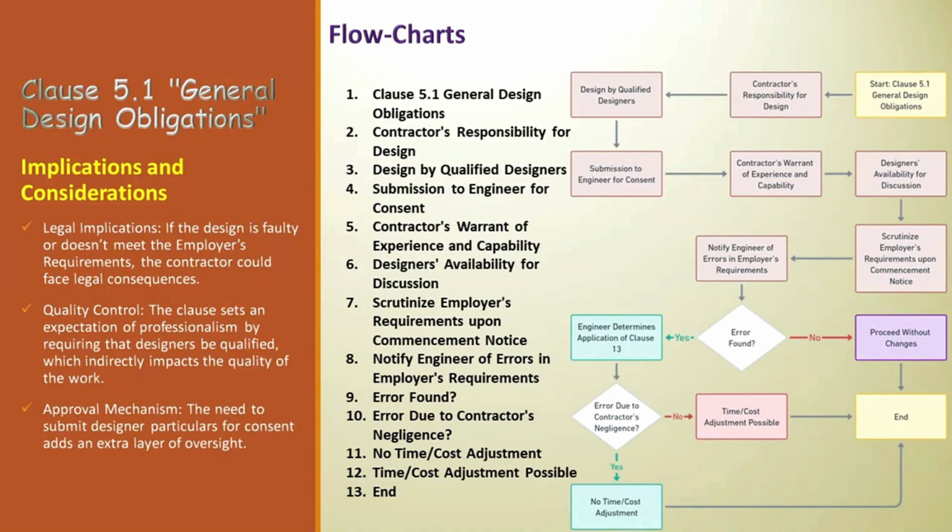Next is time cost adjustment possible. If the error was not due to the contractor's negligence, there might be an adjustment to the completion time and the contract price. Last note is, this is the conclusion of the process. Depending on the previous steps, the project will proceed with or without adjustments to the contract.